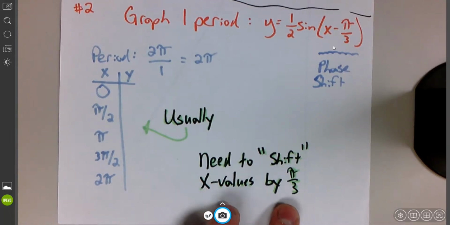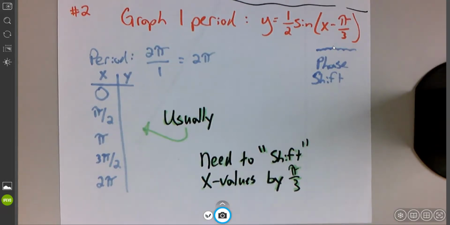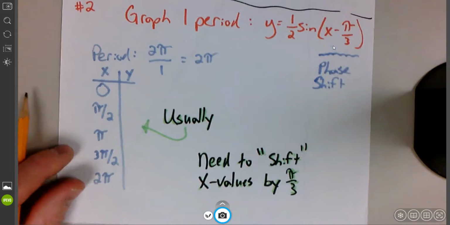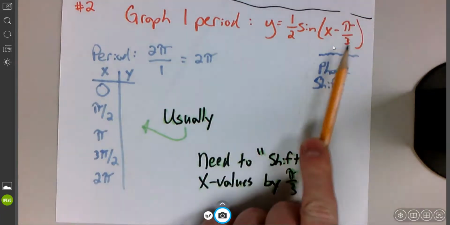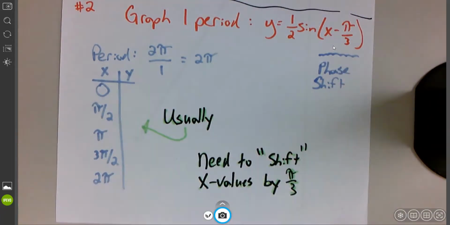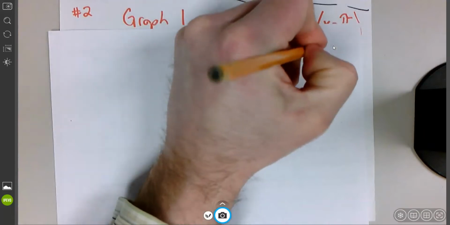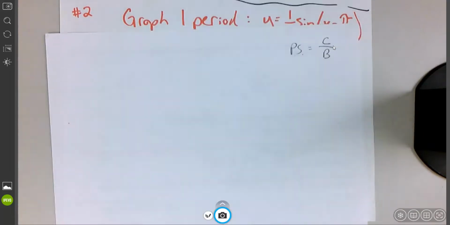We need to move all the values. We need to shift all the values by whatever the phase shift is. Now, we got to be careful with this. I'm trying to head off a problem that happens down the road. This is not actually our phase shift. That's just the C value. The formula for phase shift was always C over B. We'll write it right here. So the phase shift will always equal C value over the B value.